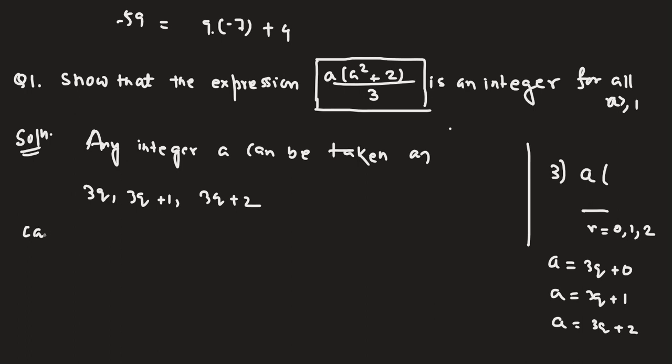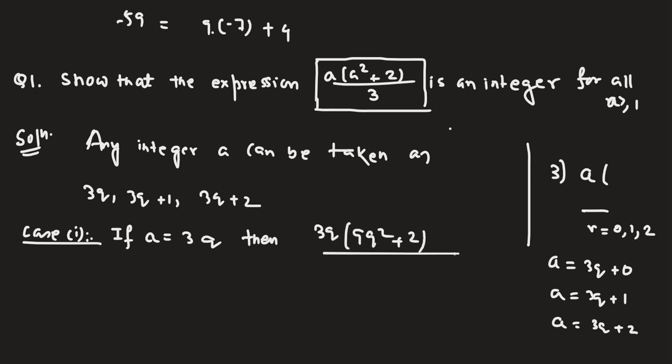So case 1, if a is equal to 3q, then in the place of a put 3q, so you are getting simply that it is an integer. So this one is an integer.